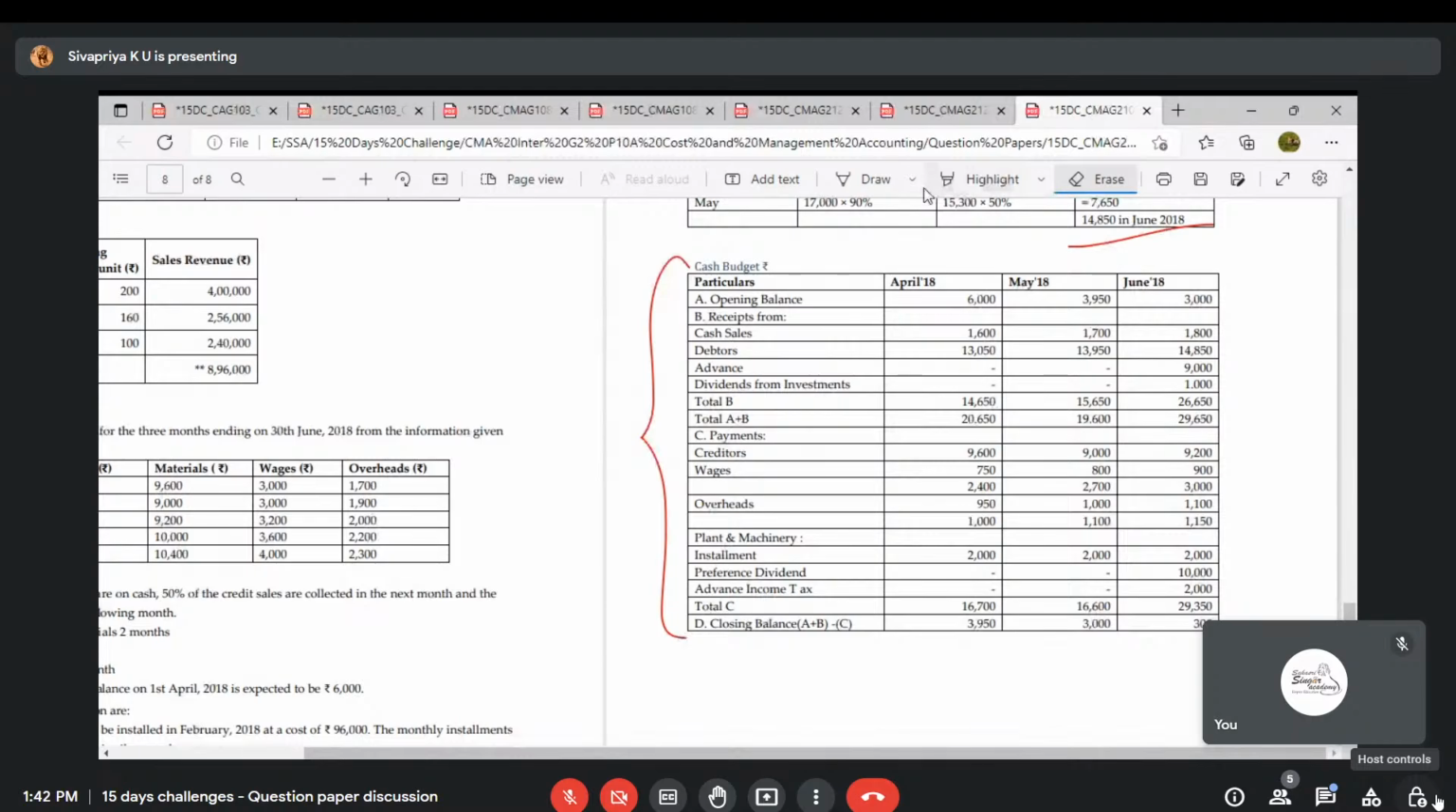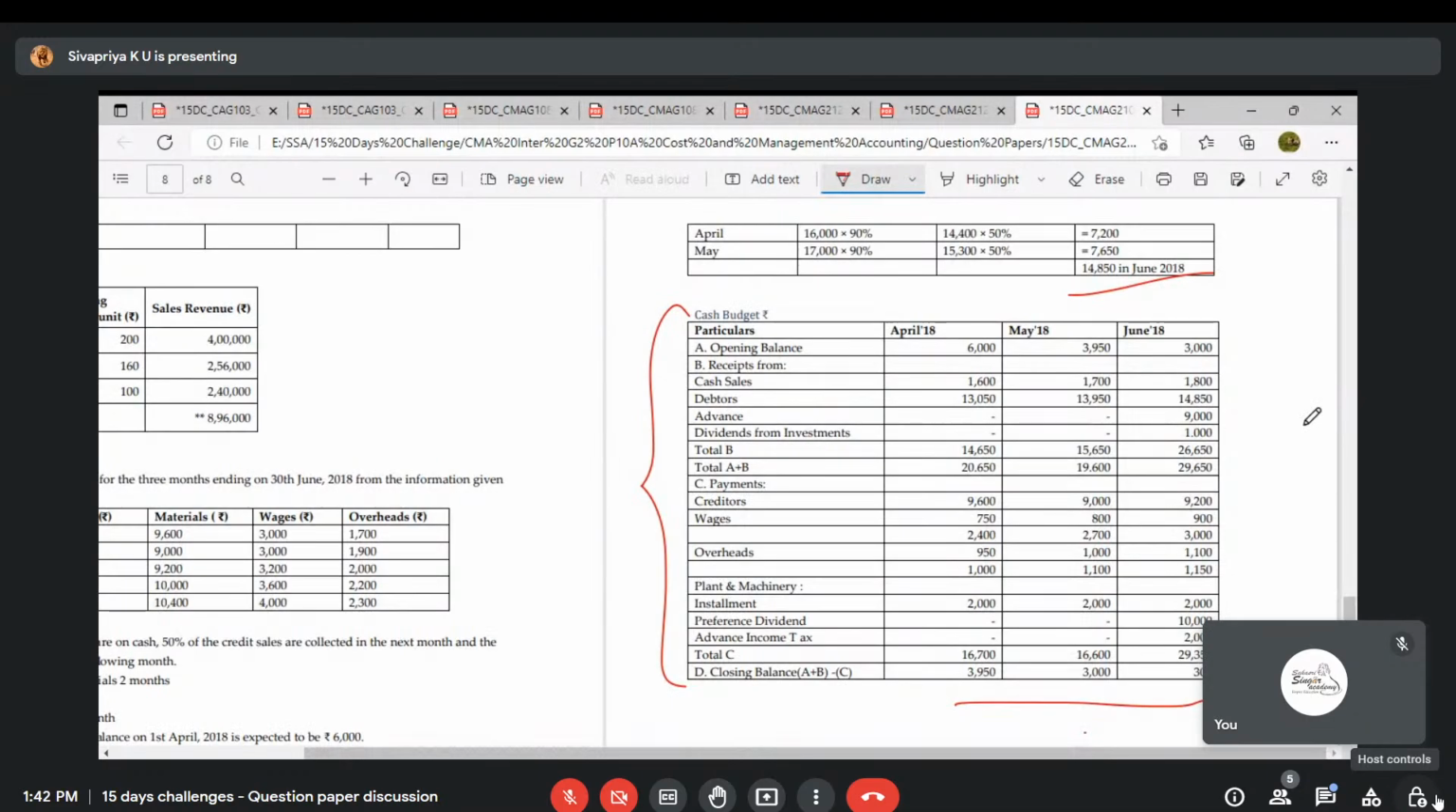Okay. So that's all with respect to CMA, CMA Group 1 costing and CMA Group 2 costing and company accounts. And for CA it is Group 1 costing. With this, all the aspects related to the 15 days challenge are completed.